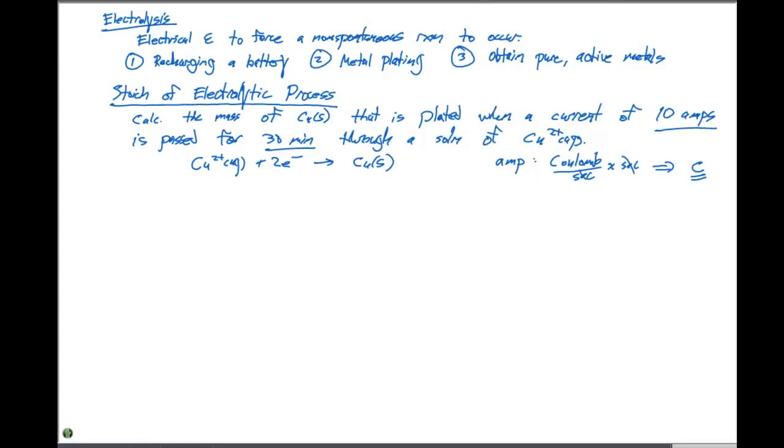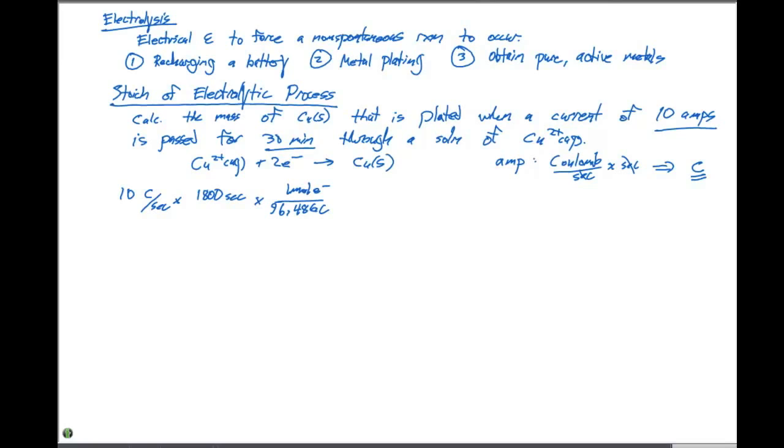So we're going to start with 10 amps, which is 10 coulombs per second. In this case, we say that we pass the current for 30 minutes. We need to convert the minutes to seconds, so we need to multiply by 1,800 seconds. We can then say that 96,486 coulombs are in 1 mole of electrons.